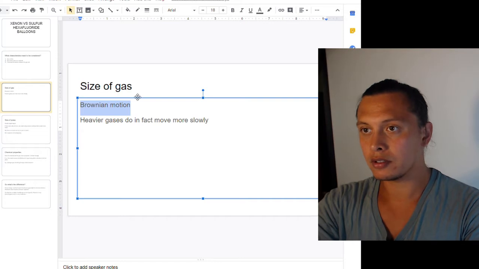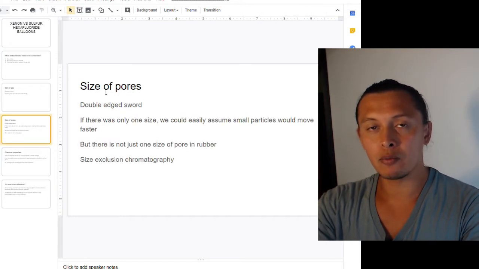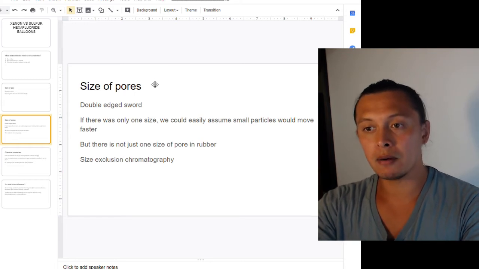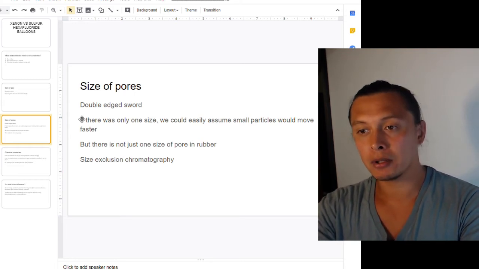The second thing we need to consider is the size of the pores. So pore size is actually a double-edged sword.